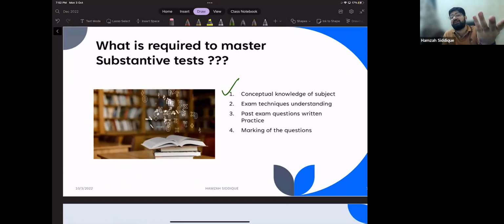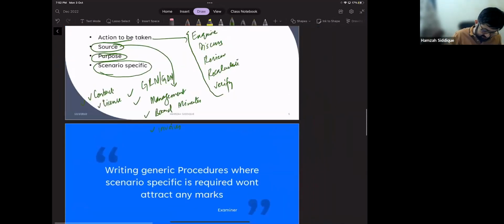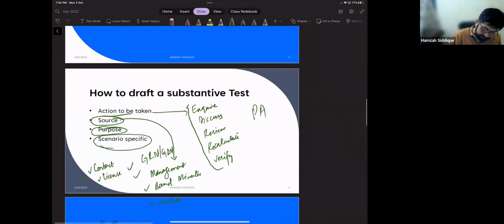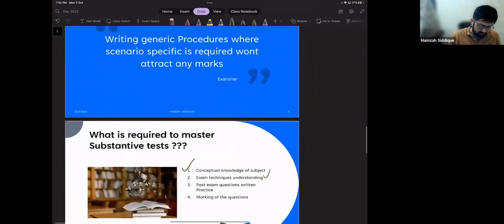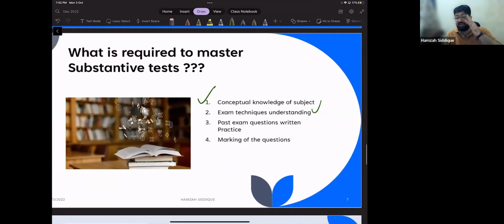Second, you need to know what substantive tests are, what assertions are, and what the substantive tests on assertions are. So, conceptual knowledge of the subject. And what the examiner wants, just like I told you, is PASS. P-A-S-S: Purpose, Action, Source, and Scenario specific. Pass. So, concept and exam technique understanding.